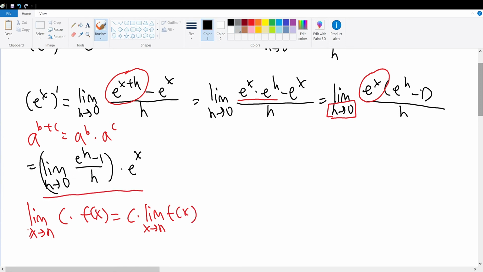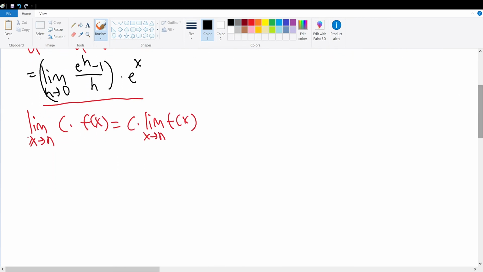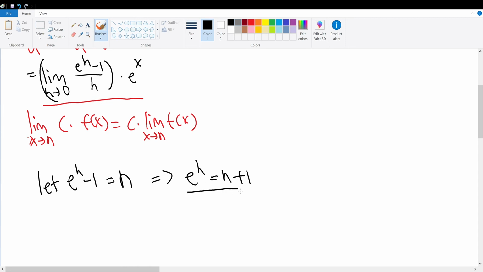From this limit, we're going to perform a series of algebraic manipulations in order to derive our specified derivative of e to the x. What I'm going to do is assume e to the h minus 1 is equal to the variable n. From this definition of n, we can find e to the h equal to n plus 1 by adding 1 on both sides of the equation. And from this equation, e to the h is equal to n plus 1, we can find h to be equal to the natural log of n plus 1.